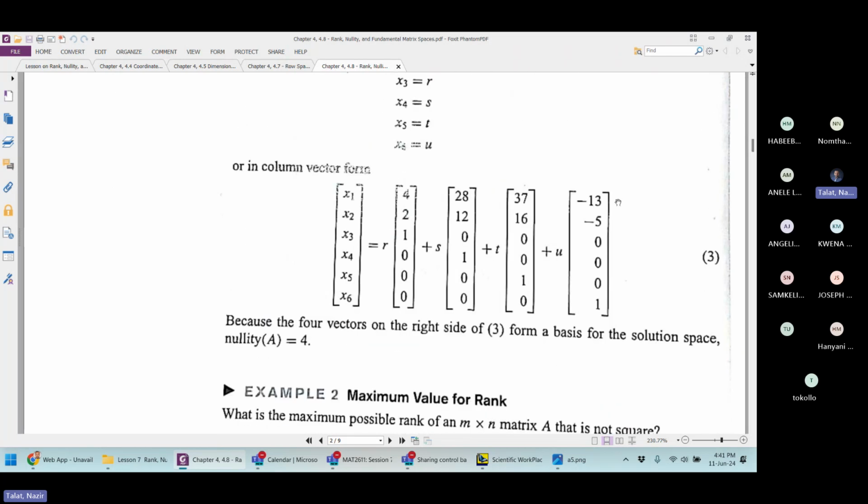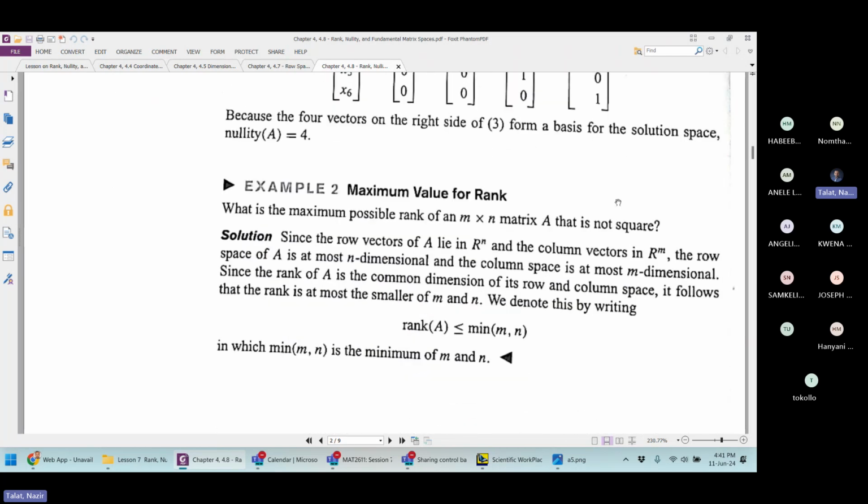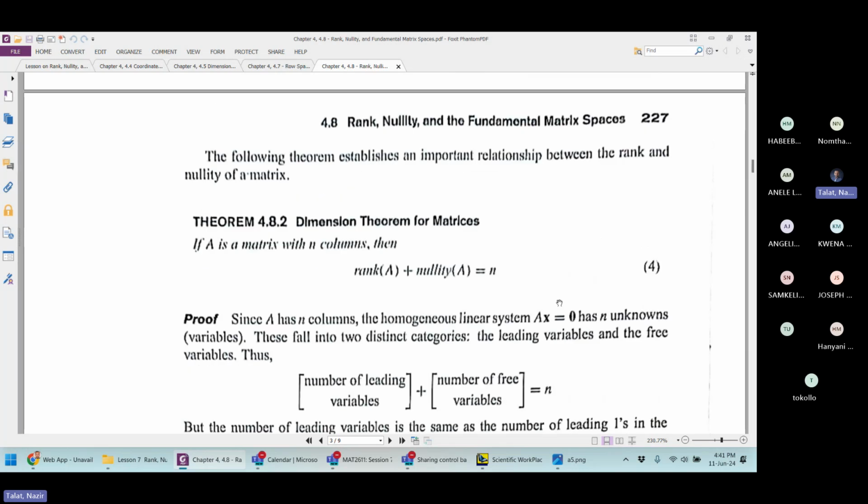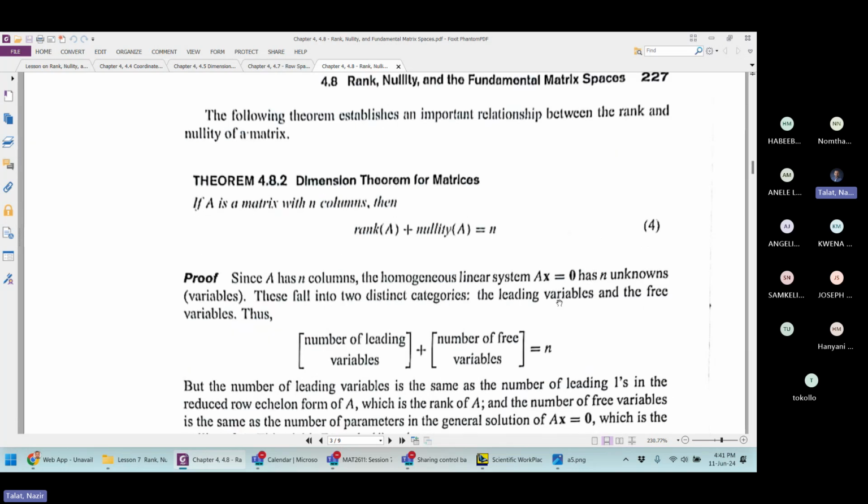So this is called the fundamental theorem. And remember that the rank of A is always at most the minimum of the number of rows or number of columns of a matrix. So this gives us one standard formula for the dimension theorem of matrices, also called the fundamental theorem of linear algebra: nullity of A plus rank of A is equal to n.